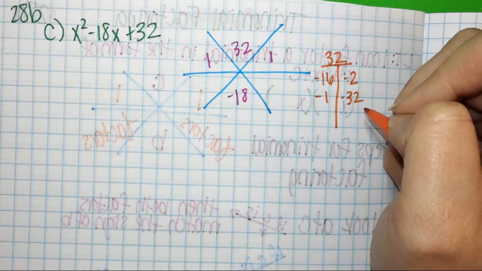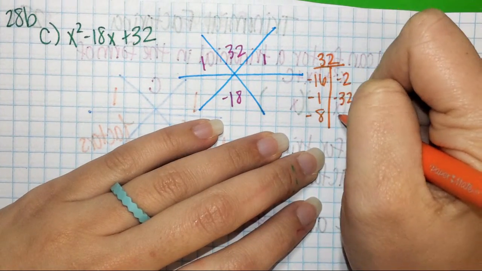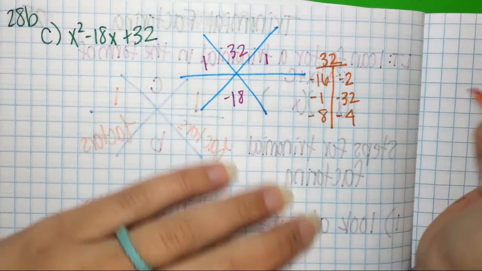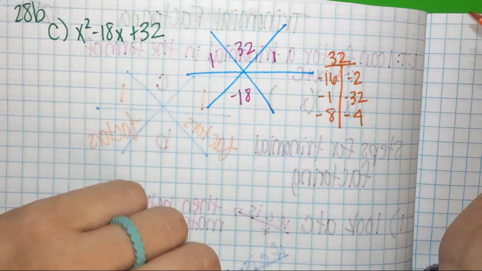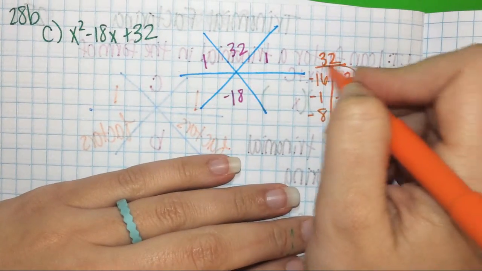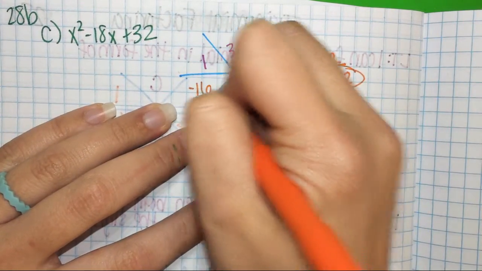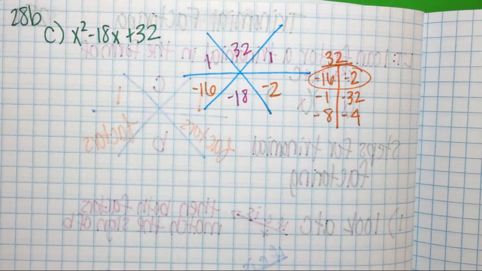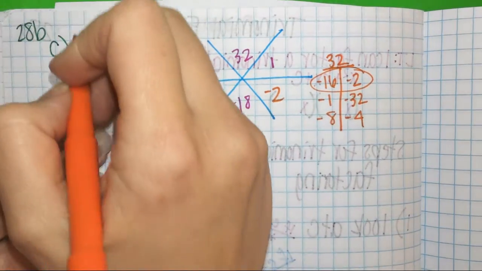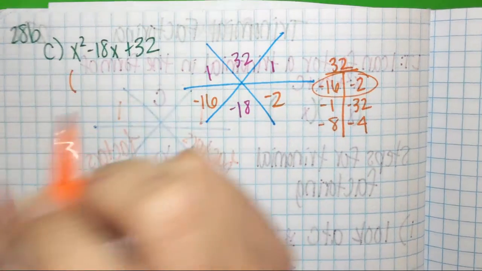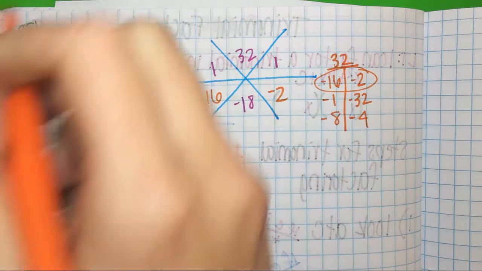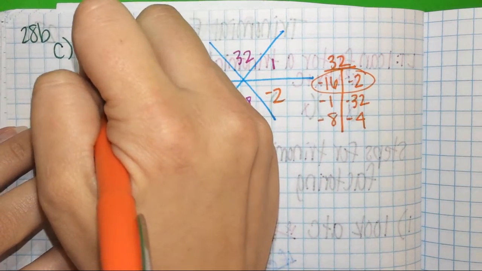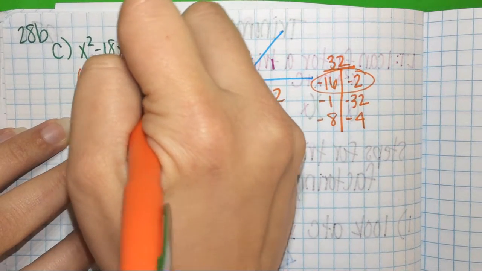Negative 8 and negative 4. Okay, alright, I feel like that's enough. Now, which of those adds to give us negative 18? Alright, Bronson, can you tell me what your answer is in the parentheses? Negative 16 and negative 2. The answer is x minus 2 and x minus 16. Good, take a point.